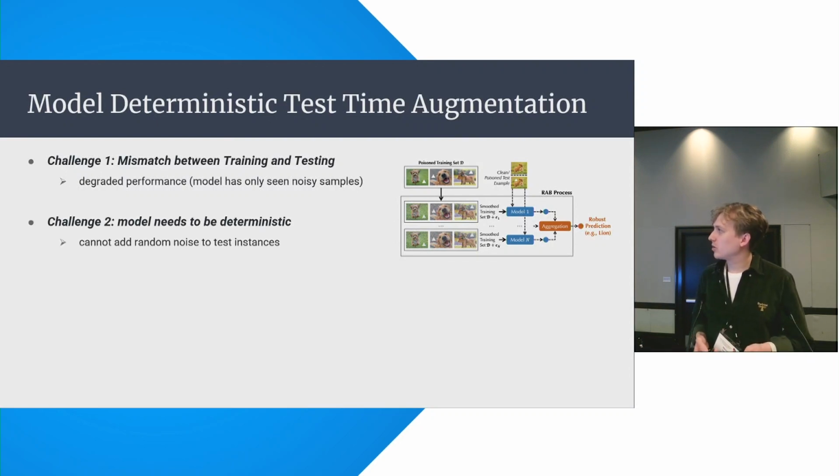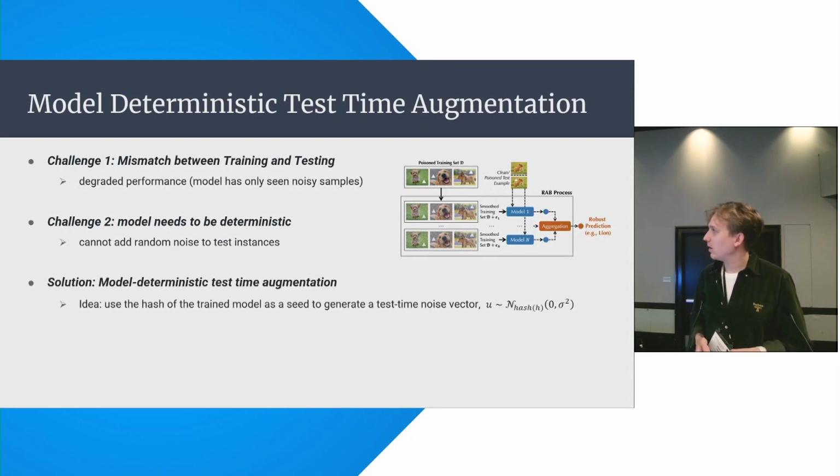Challenge number two is that the model needs to be deterministic. This makes it impossible to simply add random noise to test instances, because we need a deterministic model in the input X and in the training set D. Otherwise, the theorem does not hold.